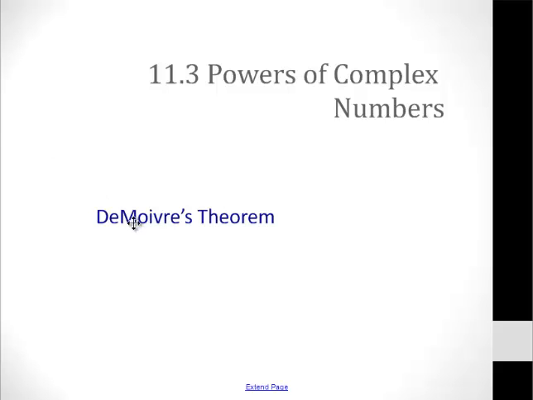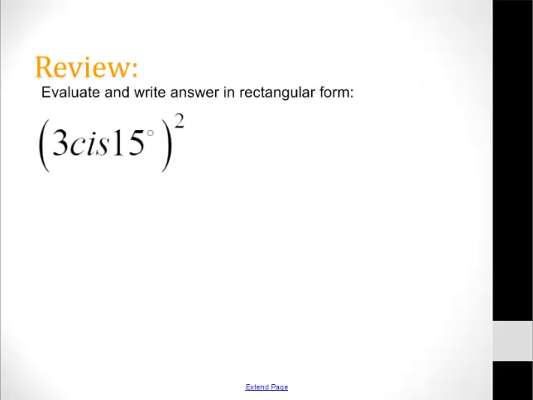Today we're talking about de Moivre's theorem, which talks about what happens when I take a complex number like 4 cis 30 and I raise it to a power. That's what we're looking at right now. So let's start out with some review.